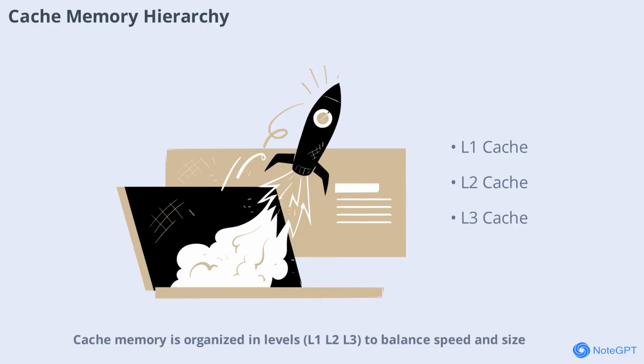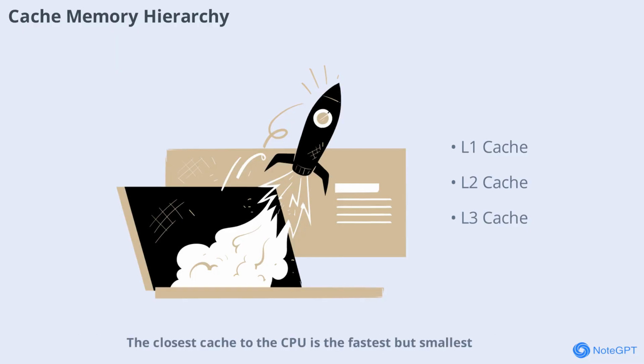Cache memory is organized in levels L1, L2, L3 to balance speed and size. The closest cache to the CPU is the fastest but smallest, while further levels are larger but slower. This hierarchy helps keep the CPU supplied with data, reducing delays and improving efficiency.